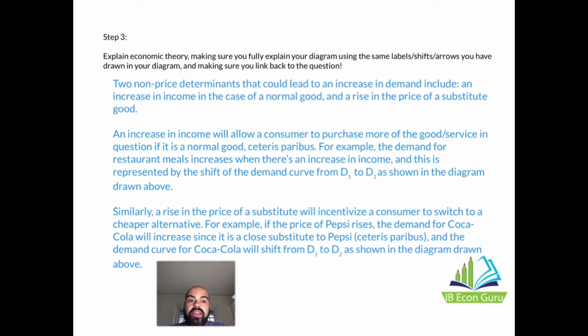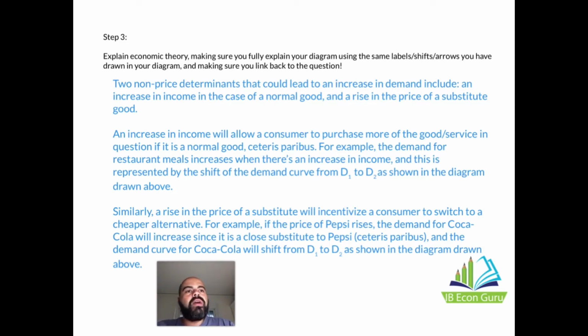So what did I write as the next paragraph after I drew the diagram? Remember, the first paragraph is the introduction and definitions paragraph, followed by the diagram, followed by the explanation. In the explanation, I'm also explaining the diagram. It's not just about explaining theory, but explaining what's happening in the diagram that you drew. So, two non-price determinants that could lead to an increase in demand include an increase in income in the case of a normal good, and a rise in the price of a substitute good.